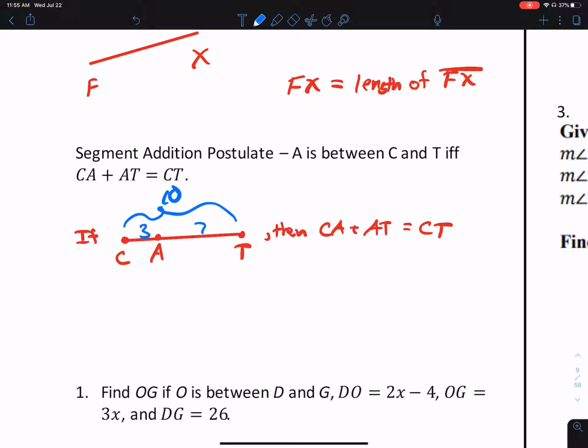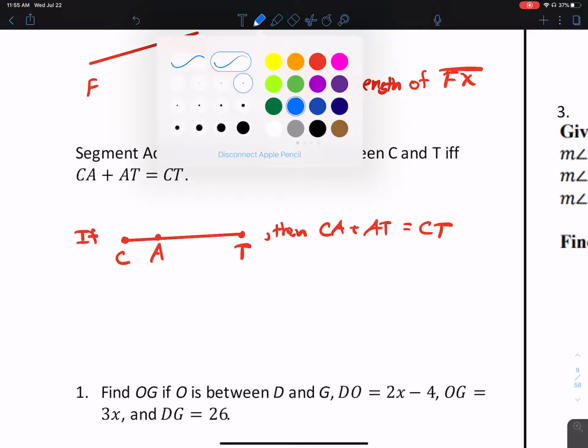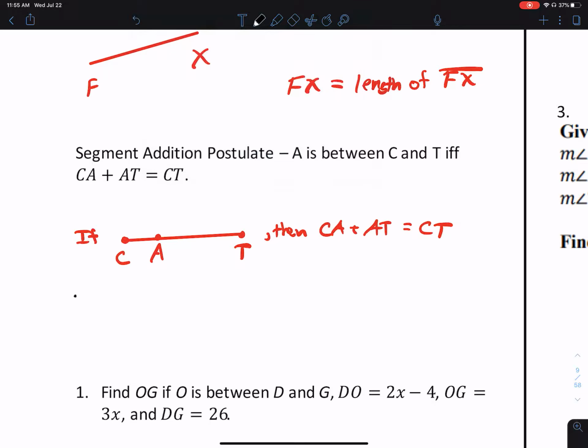We can do this backwards. I'm going to get rid of these numbers because it's not part of the postulate. It's just to help you understand. You can leave them there if you want. I could say this backwards, and I could say if CA plus AT equals CT, then the conclusion that I have to make is that CT is the segment and that A is someplace on that segment.